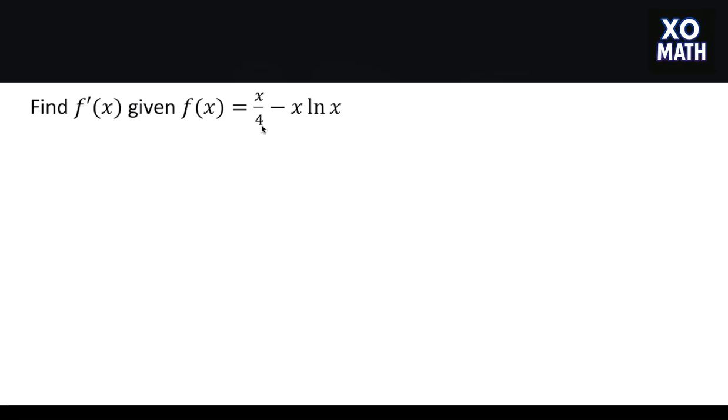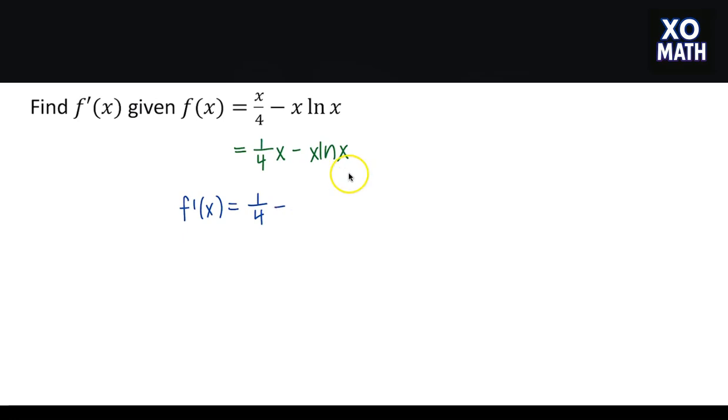What I can do instead is think about how x over 4 is the same as 1/4 times x. So I'm going to rewrite the function for a second, because now the derivative of 1/4 times x is just 1/4. So I can start by saying that the derivative f prime of x is equal to 1/4. But now the second term is a product of two functions of x. So I have x times natural log x. That's going to require the product rule here.